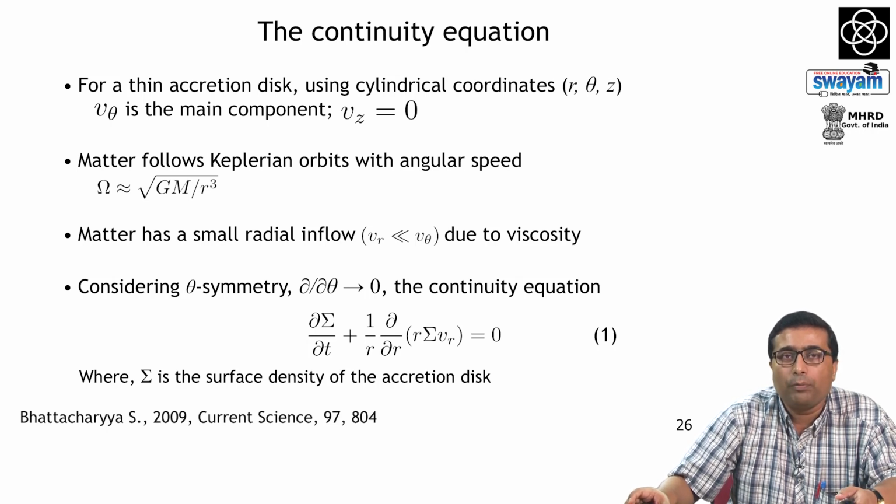Then the equation of continuity, that is the conservation of mass, is del sigma del t plus 1 by r del r of r sigma Vr equal to 0. This is equation 1, where sigma is the surface density of the accretion disk, that is the mass of the accretion disk per unit area.